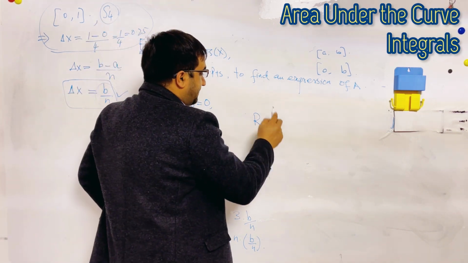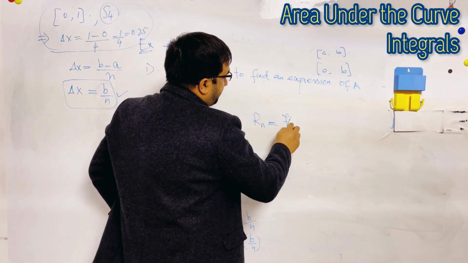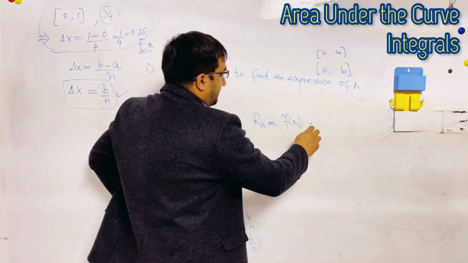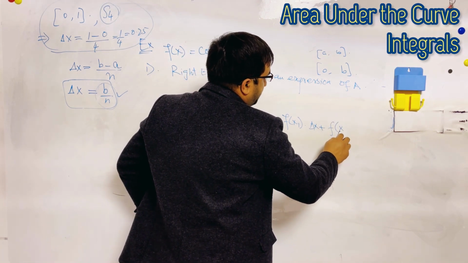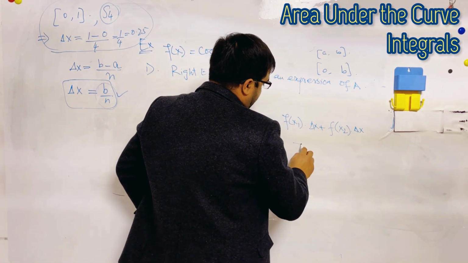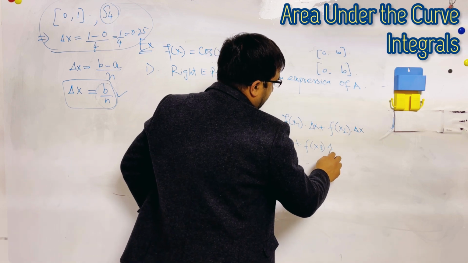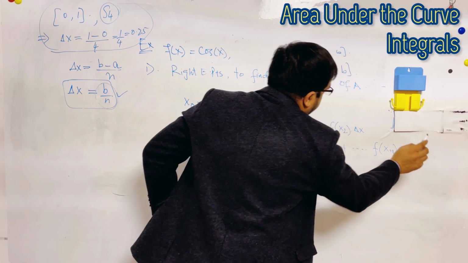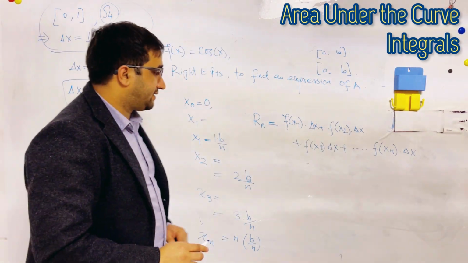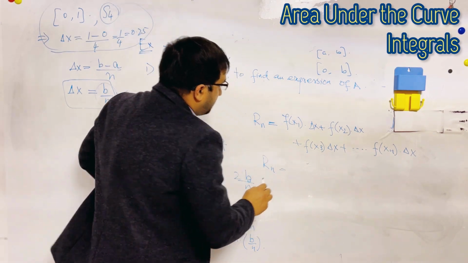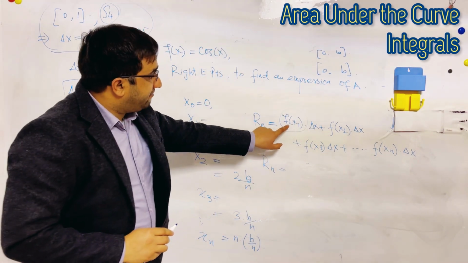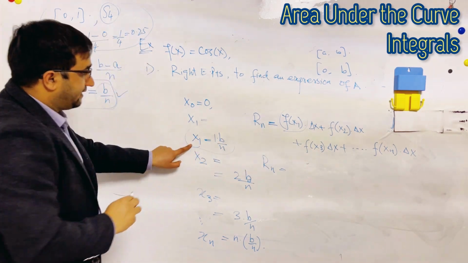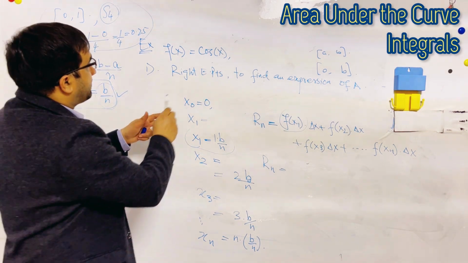The formula was, in simple terms, f of x1. For the right hand points, you always start from 1. Delta x plus f of x2 delta x plus f of x3 delta x plus so on, f of xn delta x. Now I have all these things. Rn equals f of x1, which means the value of the function at the point x1. x1 is b divided by n. The function is cos of x.